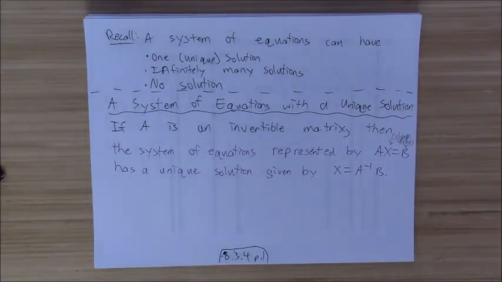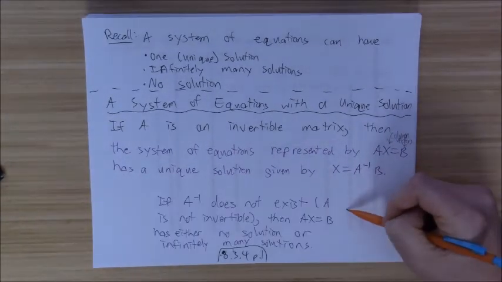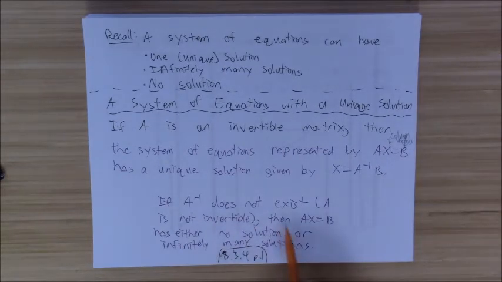That's assuming A inverse exists. We also have the key insight that if A inverse does not exist, namely A is not invertible, then AX equals B has either no solution or infinitely many solutions.